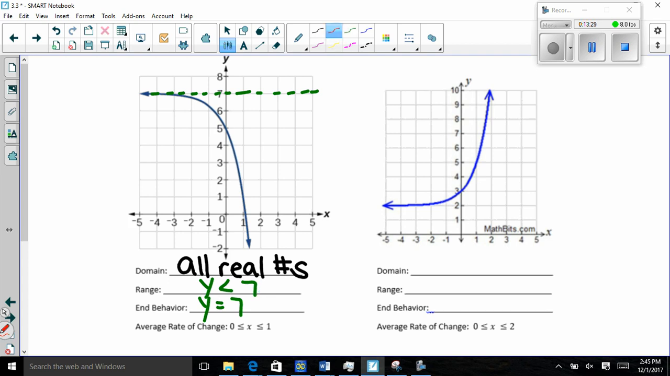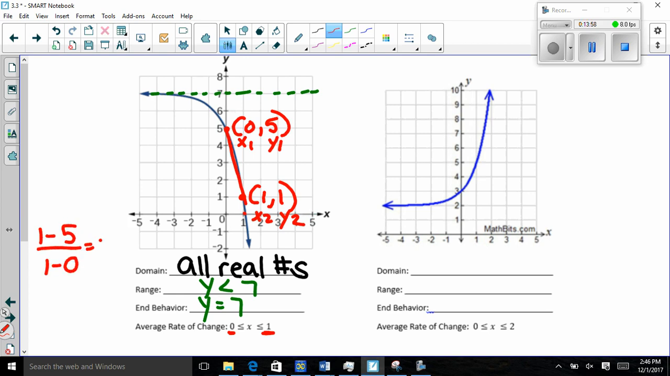And then when I find my average rate of change, when x is 0, it's 0, comma 5. And when my x is 1, it's 1, comma 1. So right there, I find my slope, and I know it's going to be negative. I'm going to label, plug into my slope formula, and I get 1 minus 5 over 1 minus 0, which ends up being -4 over 1. And I can reduce that to -4. And that's right because it's negative, going down.